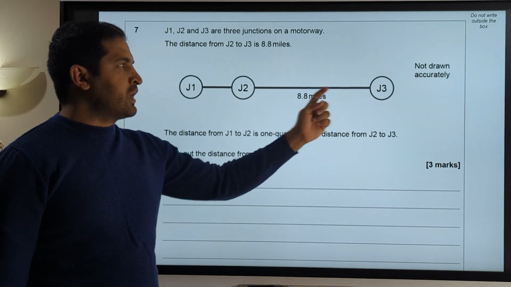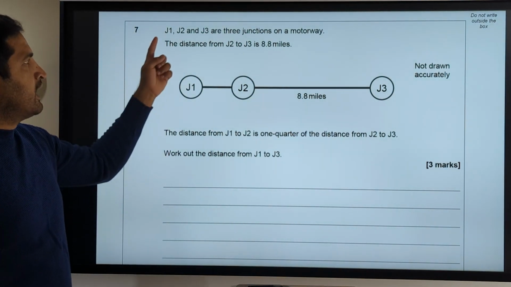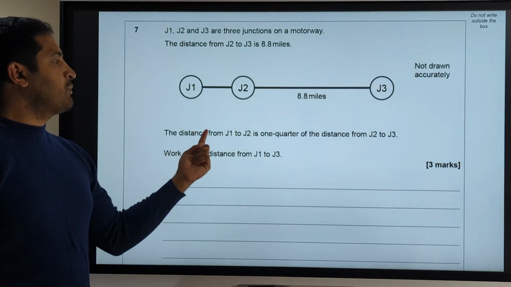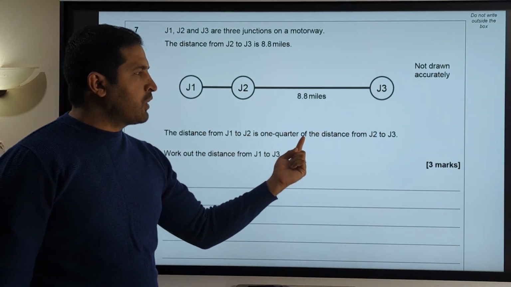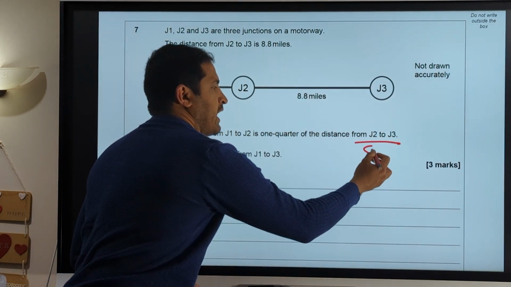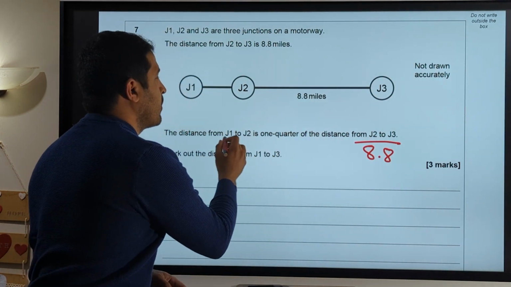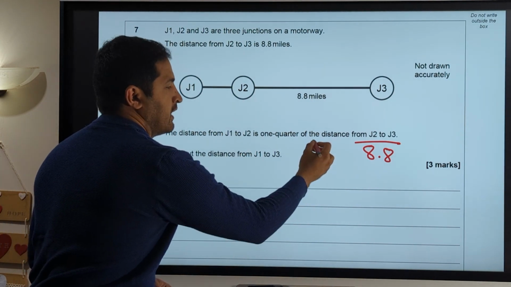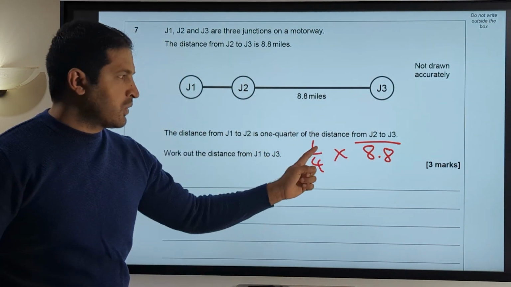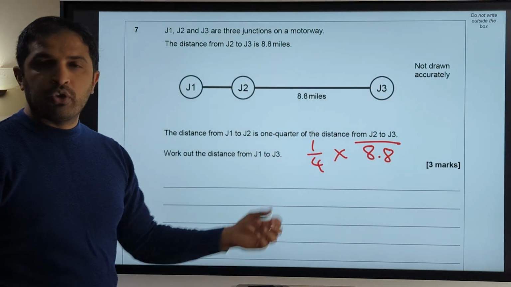Junction 1, Junction 2 and Junction 3, J1, J2 and J3. Distance between J2 and J3 is 8.8. Distance from J1 to J2 is 1/4 of the distance from J2 to J3. So that is 8.8, and this is 1/4 of this. So we're doing 1/4 times 8.8. 1/4 of 8.8, put that in a calculator.